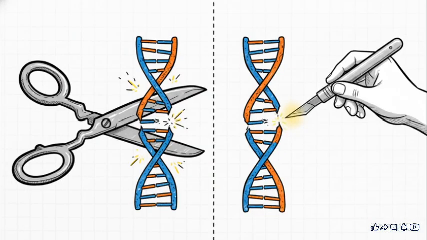The first big evolution of this tool was the nickase. By tweaking the Cas9 enzyme just a little bit, scientists made it so that it only cuts one strand of the DNA instead of both. It's like going from a big pair of scissors to a surgeon's scalpel. It's a much gentler approach that gives you a lot more precision and control.